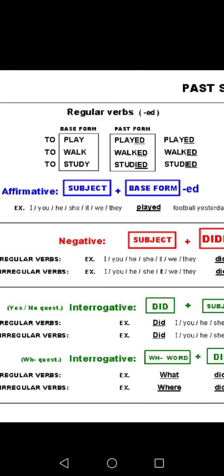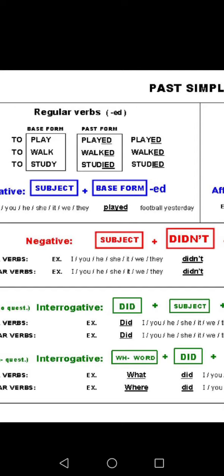Regular, don't forget. In affirmative, we use subject plus base form and ed. I played football yesterday. Any of the subjects: I, you, he, she, it, we, they. It's up to you. My mom played basketball yesterday. My father played football yesterday. Yesterday, last week, two months ago, last year.